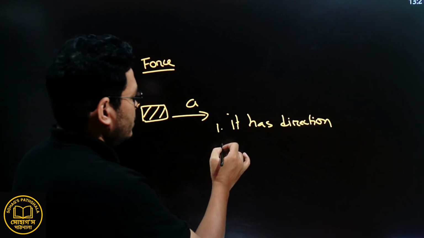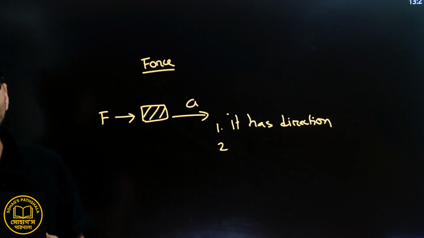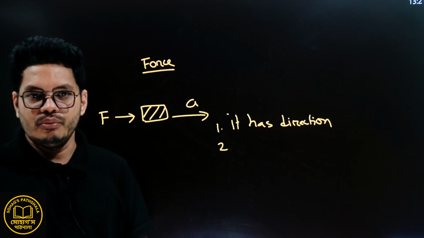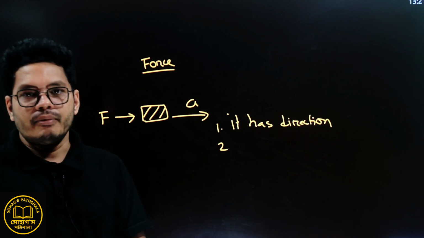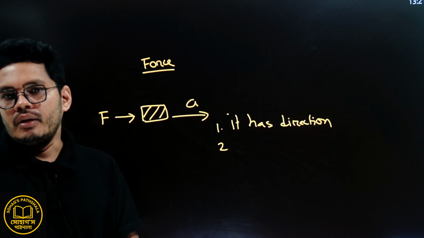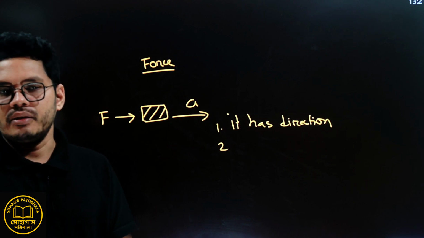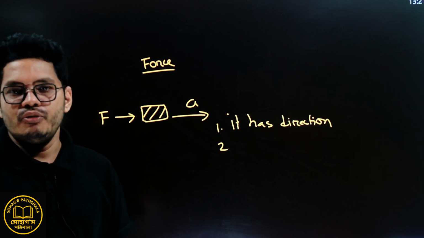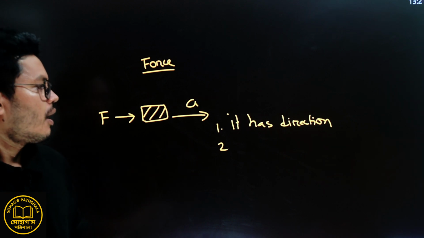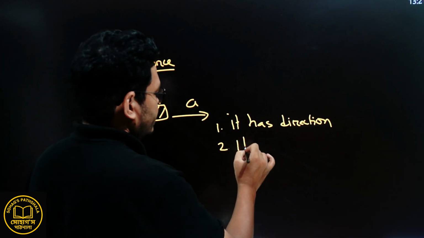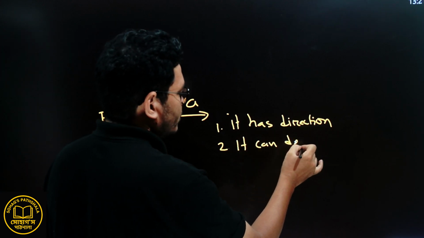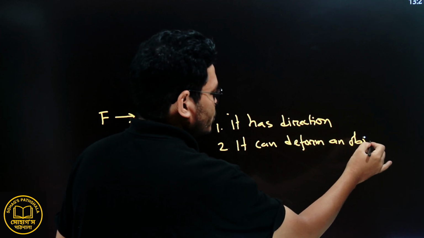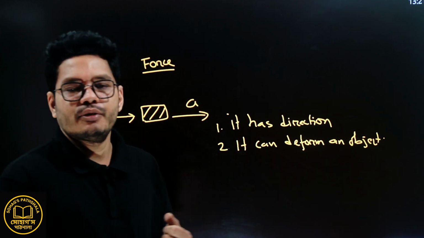And then number two is force can deform an object. There are some flexible objects around, and if we apply force to them, we'll see these objects start deforming. So if you'd like to change the shape of an object, you have to apply force. So it can deform an object. That's a property of force.